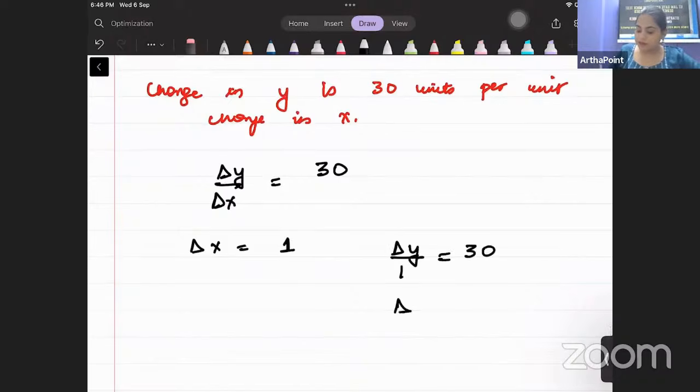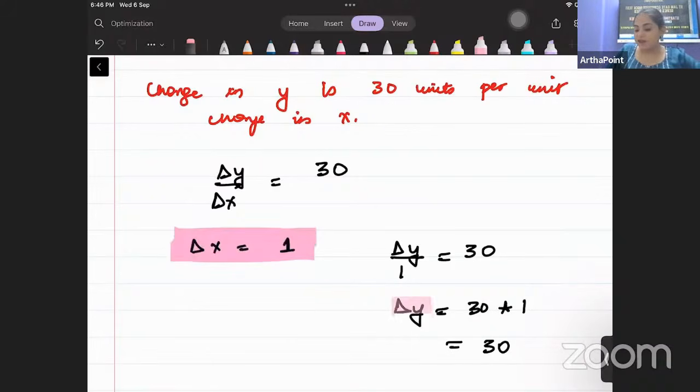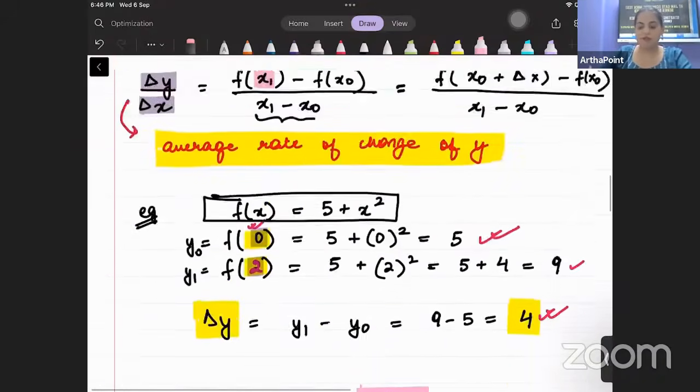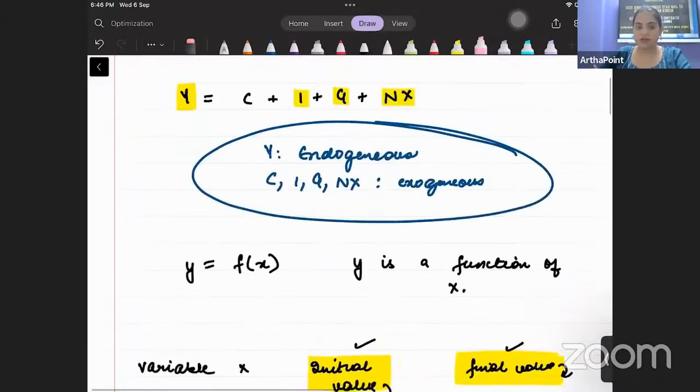This na? 30 into 1, that means 30. So whenever x will change by 1 unit, y will change by 30 units. Clear ho gaya ye? Absolutely clear ho gaya hame. Are we clear with this definition? Yes. है ना? We have understood what this means.